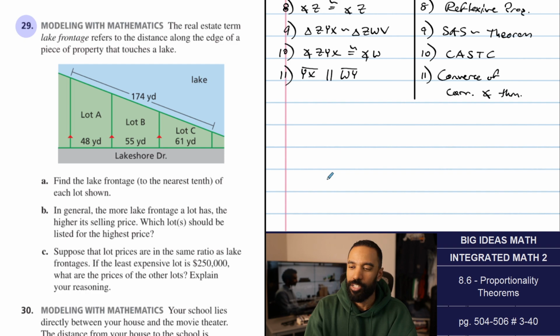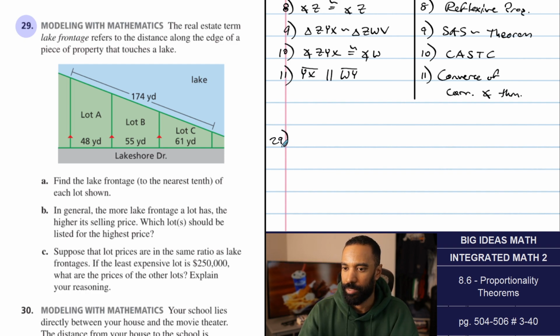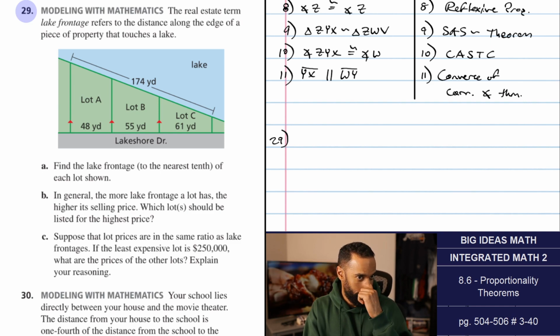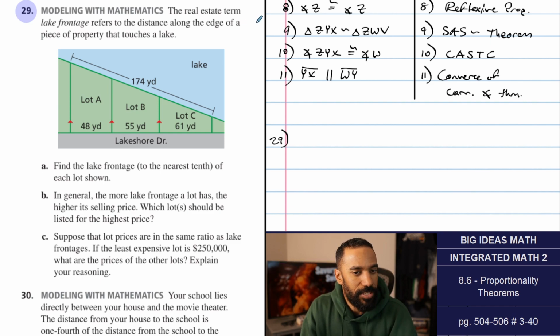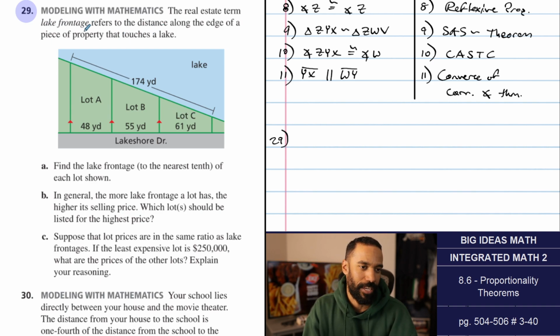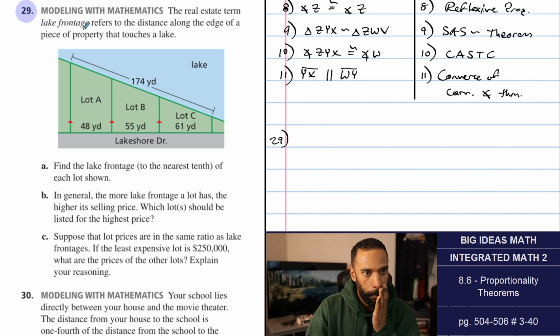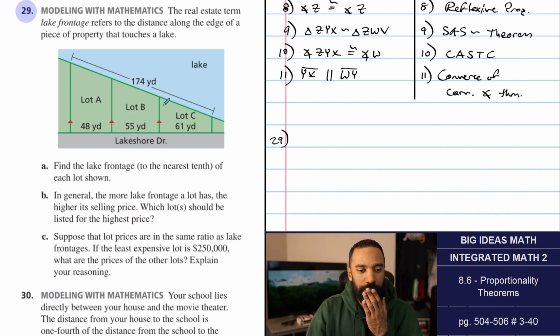All right, number 29. Modeling with mathematics. The real estate term lake frontage refers to the distance along the edge of a piece of property that touches a lake. Oh, lake frontage. I was saying like lake frontage. So this is lake frontage. Find the lake frontage to the nearest tenth of each lot shown.